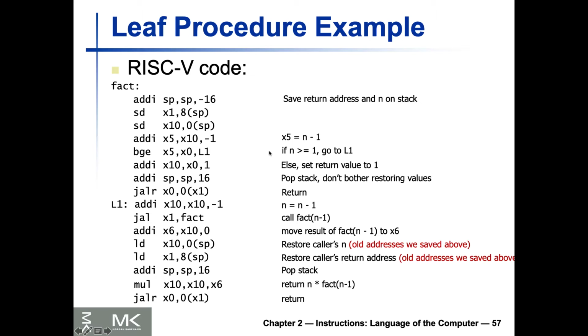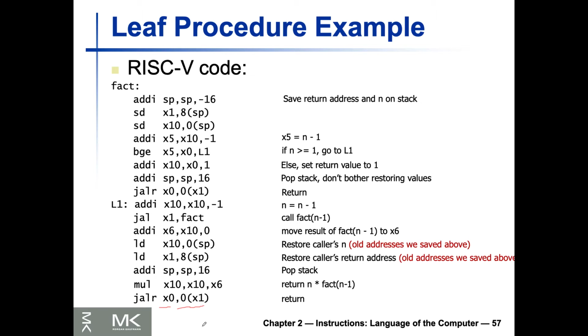All right. So we reach up to this point, and we're going to load them back. So we restore the caller's n with the old values we saved here above. And at the end, we're going to have the mul, which returns the result of n multiply fact n minus 1. And finally, we're going to return to the caller. Again, just like the previous example, jalr x0, x1, 0.